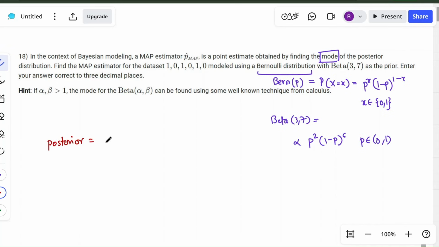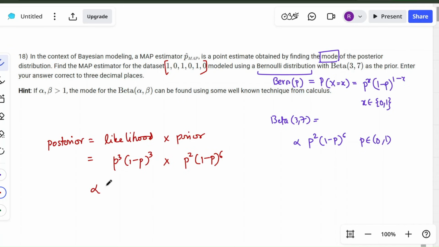Posterior is equal to likelihood multiplied with the prior belief. What is the likelihood? Likelihood corresponds to this particular data. There are 3 ones, 3 zeros. So p to the power 3, 1 minus p to the power 6 minus 3, which is again 3. Multiplied with the prior, which is p square, 1 minus p to the power 6. In fact, I shouldn't write equal to, it's actually proportional to p power 5, 1 minus p power 9.